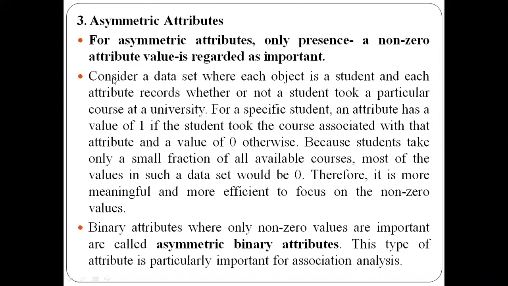Now coming to the third type of attribute, that is asymmetric attributes. As the name says, asymmetry. In case of asymmetric attributes, we will be more bothered about non-zero attribute values. We will not bother about the zero valued attributes. We will be considering only the non-zero values for our further processing. So such attributes are asymmetric attributes, where only the presence of a non-zero attribute value is regarded as important.